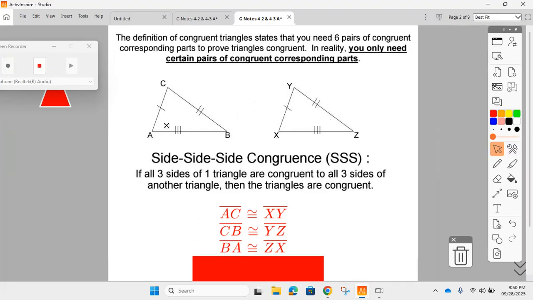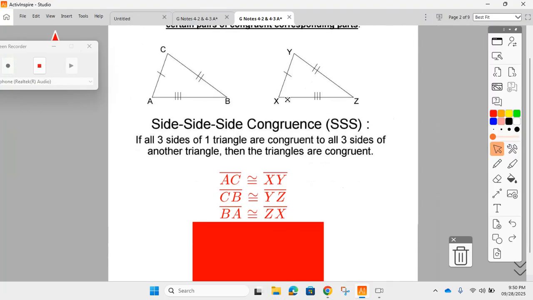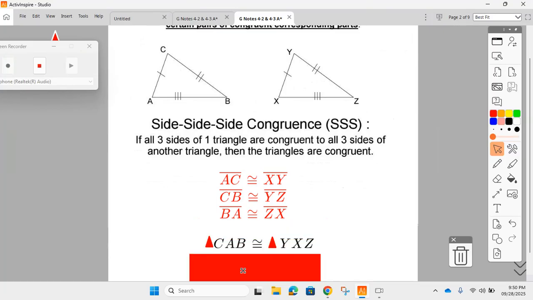Side BA is marked congruent to side ZX. Notice the order I did it in. We can't say BA is congruent to XZ. The corresponding parts have to be in order when you name them. So now, because we learned this shortcut postulate, side-side-side congruence, now we can say that the 2 triangles are congruent.